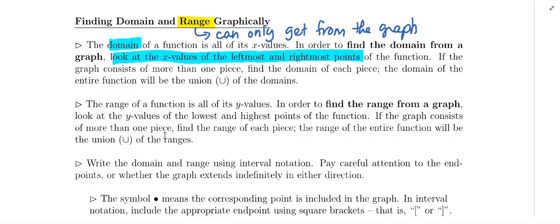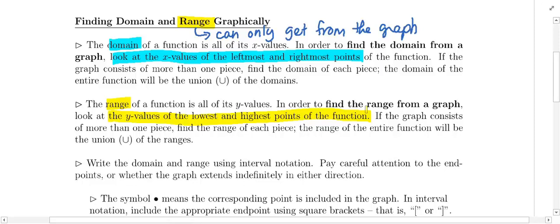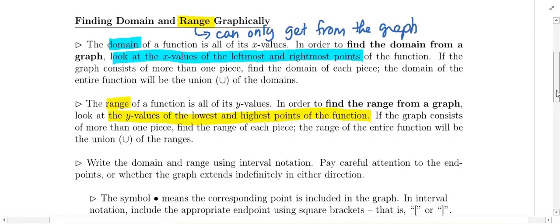Next bullet point. The range of a function is all of its y values. In order to find the range from a graph, look at the y values of the lowest and highest points of the function. Again, here's the key phrase: to find the range, you're going to look at the y values from the lowest point to the highest point. And again, if the graph consists of more than one piece, you're going to find the range of each piece, and then the range of the entire function will be the union of the ranges. Let's keep going.